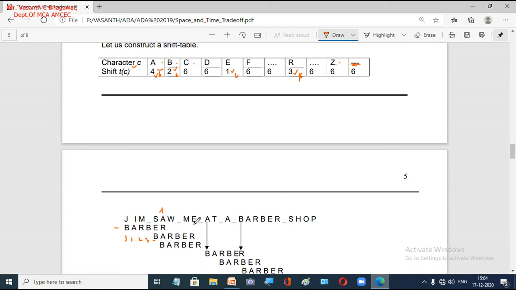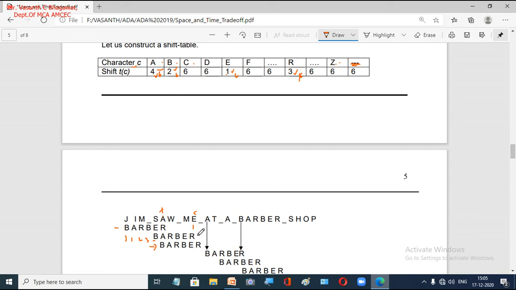Now again you start comparing E and R, right? E and R do not match with each other. So what is this character? E. You go to your shift table. Under E, what value do you have? 1. So in the next step, you shift this pattern by 1 position towards your right side. Clear? From here to here we have shifted 1 position.